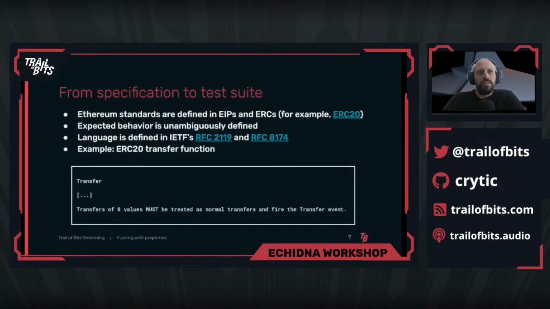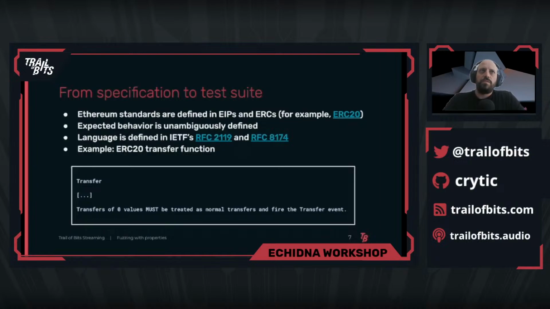If you want to test that your transfer function is compliant to the standard, you should make sure that this property holds in your contract. Your token should be handling transfer of zero value the same way as a normal transfer with value and fire the transfer event.